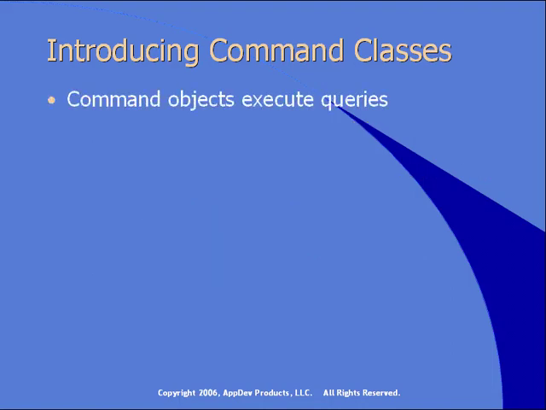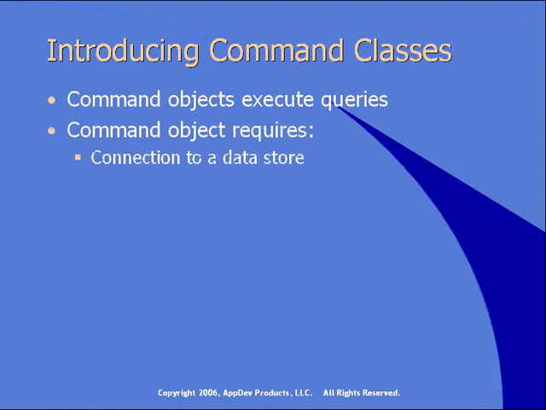The command object executes a query. That means you give it a SQL statement, and it does the work. The command object requires, first, a connection to some data store, some place to go get the data from, and also an indication of what kind of work to do. For all the examples you'll see here, we'll be using a SQL statement, usually a select statement, to go out and retrieve data back to us.